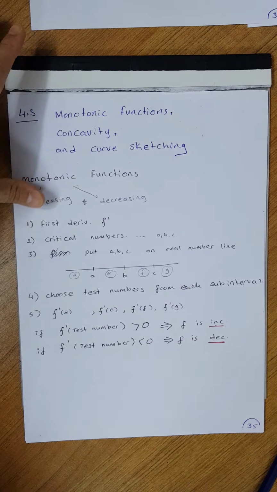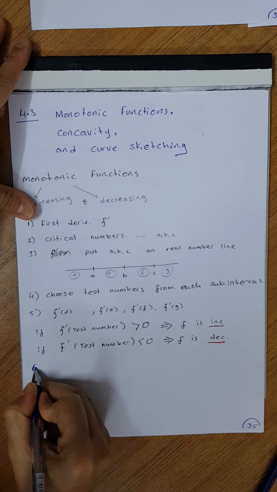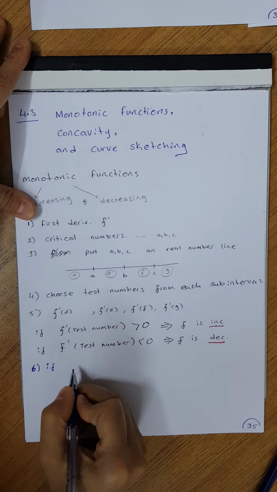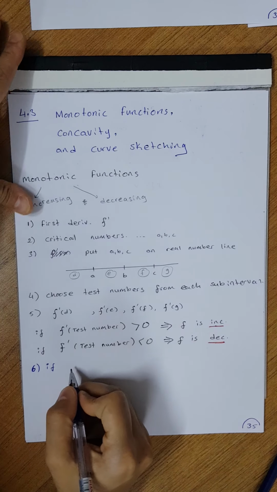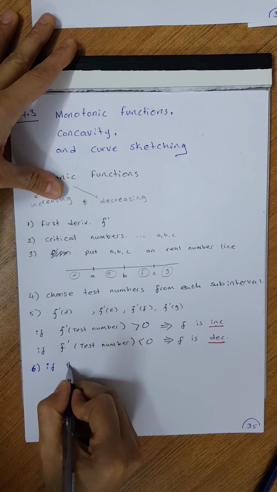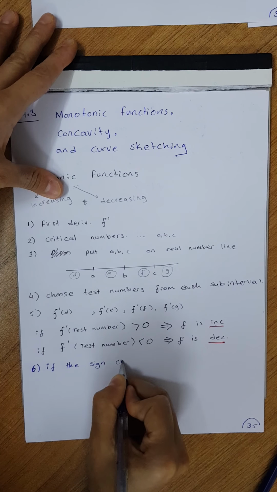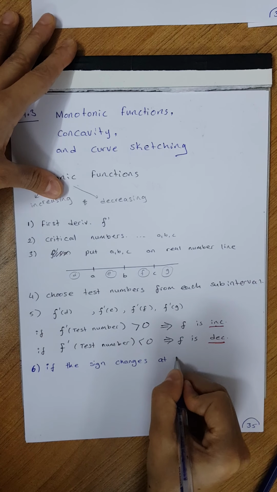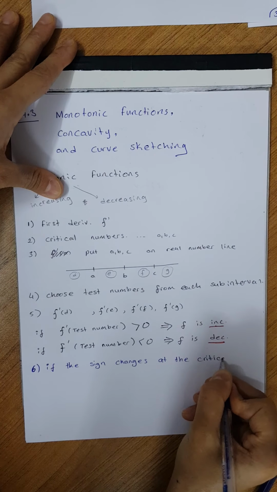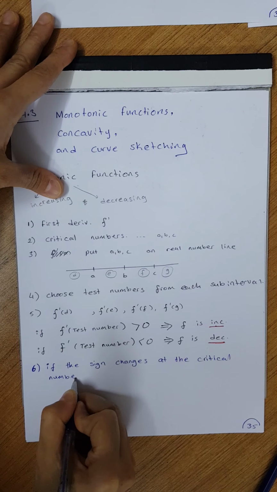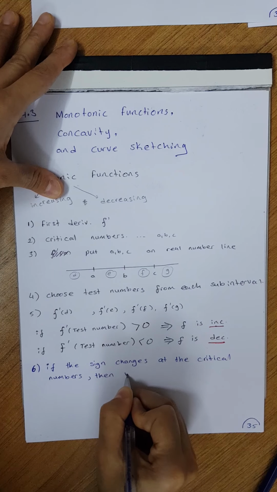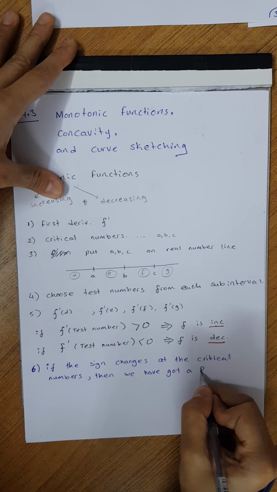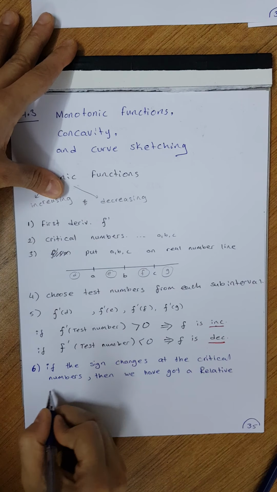For relative extrema, that's step 6. At the critical numbers, if the sign changes, then we have a relative or local extremum.